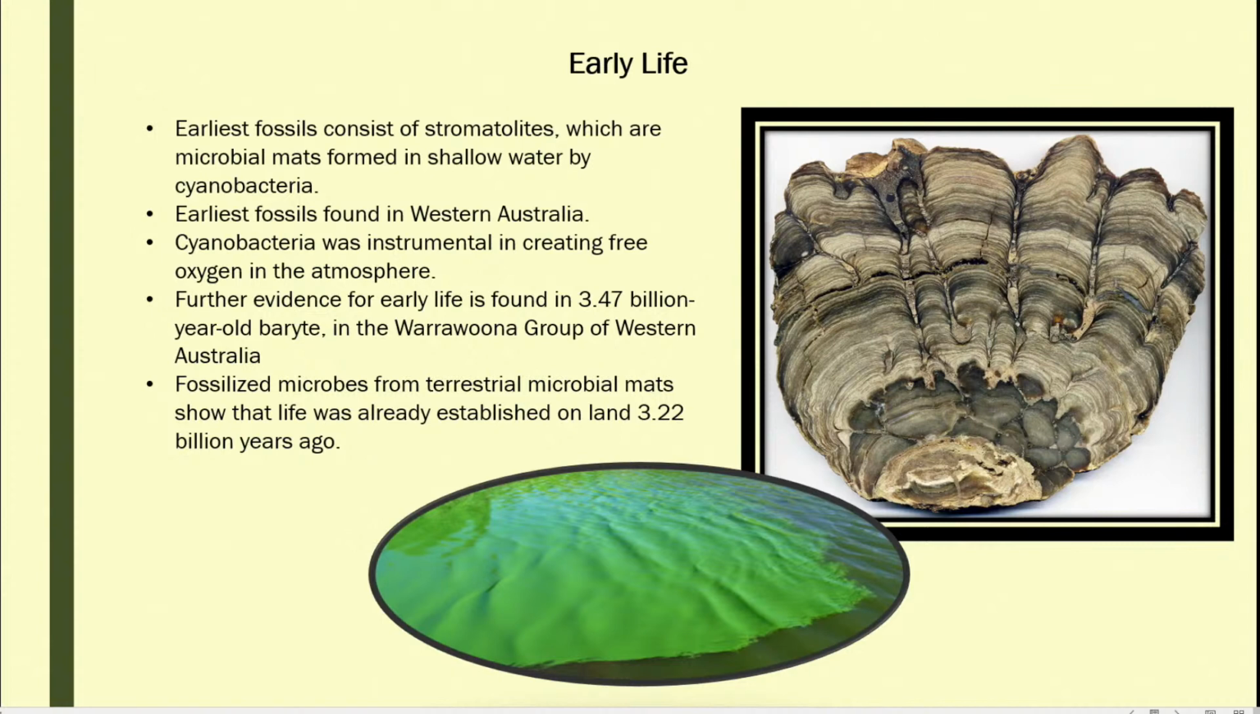Cyanobacteria was instrumental in creating free oxygen in the atmosphere. Further evidence for early life is found in 3.47 billion-year-old barite in the Warrawoona Group of Western Australia. Fossilized microbes from terrestrial microbial mats show that life was already established on land 3.22 billion years ago.